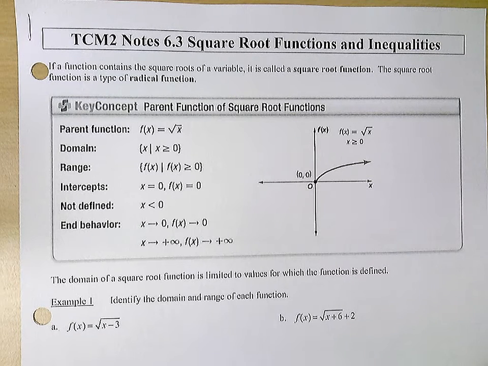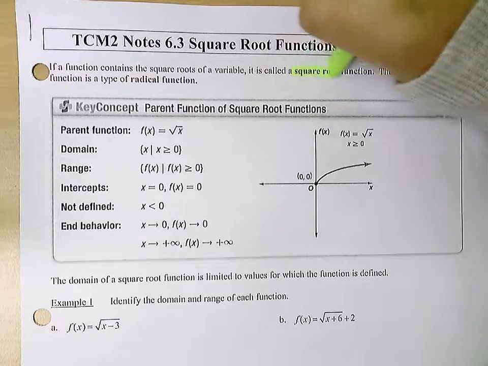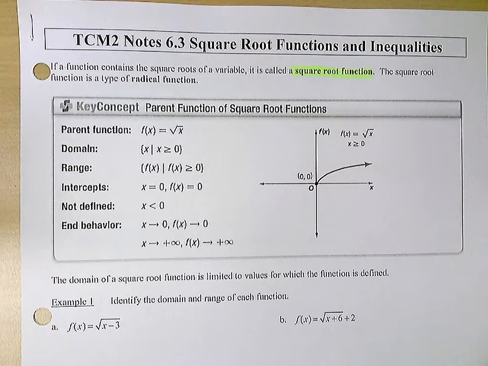Alright, so if a function contains a square root of a variable, it is called a square root function. Okay, square root of a variable. The square root function is a type of radical function. So if you hear me say radical, it is because it is a radical. That's what that square root symbol is.